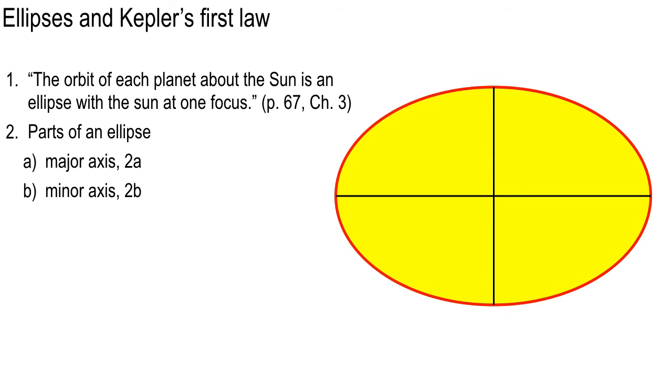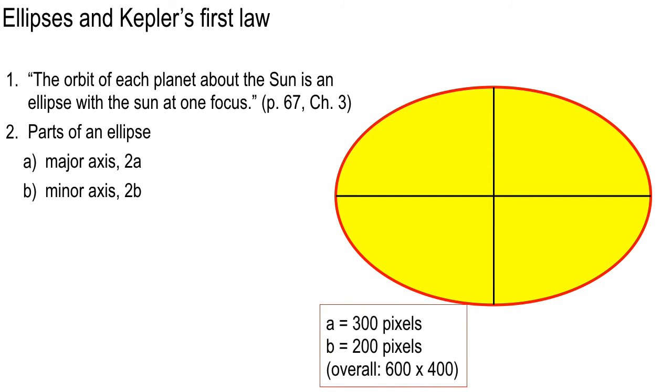And you may remember this from high school geometry class. X squared over A squared plus Y squared over B squared equals 1. That's the equation for an ellipse on graph paper. For this particular ellipse, what I have drawn, it is 300 pixels by 200 pixels for A and B. So overall size, 600 by 400 pixels. It fits into a rectangle 600 pixels wide and 400 tall.